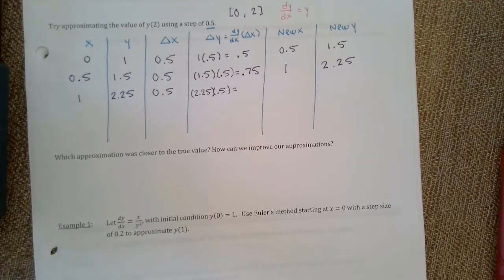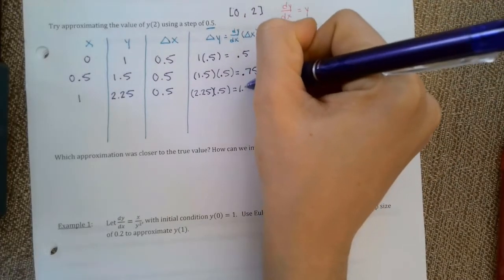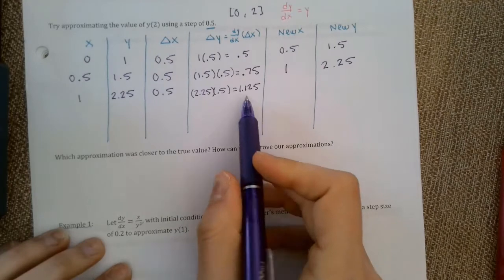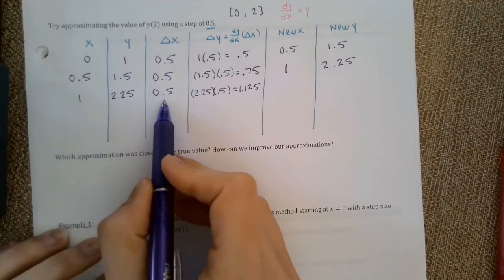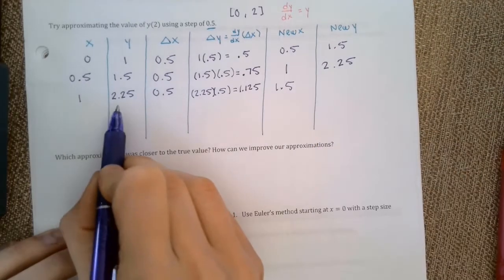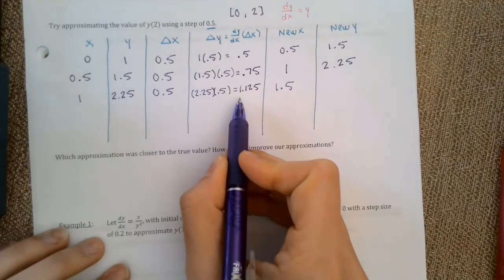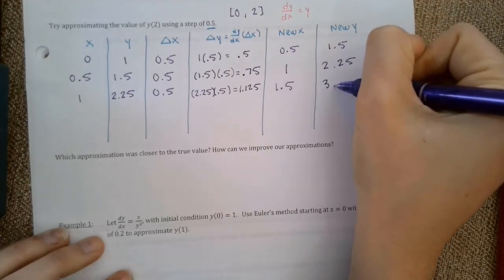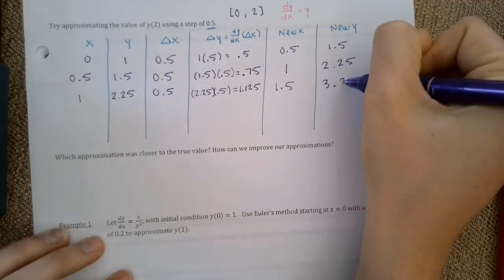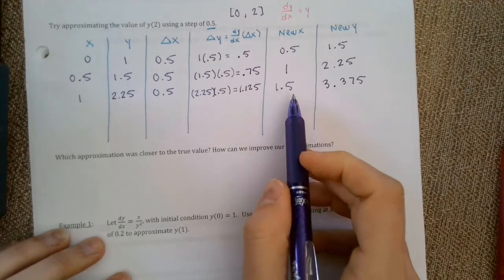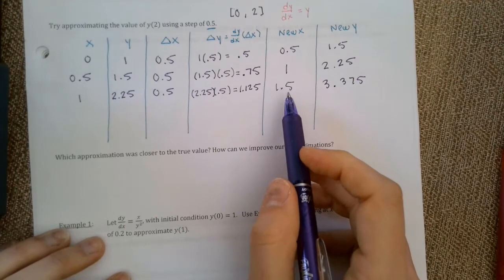Okay, so I will get 1.125. Props to you if you did that in your head. My new x is x plus the change in x, so 1.5. My new y is y plus my change in y, so that will be 3.375. Okay, but notice we're almost there. We have one more step of 0.5 to get to 2.